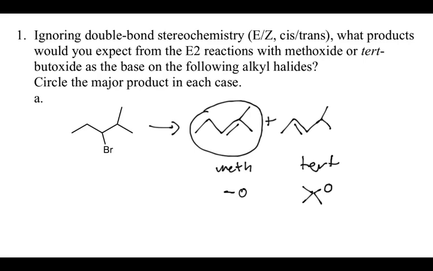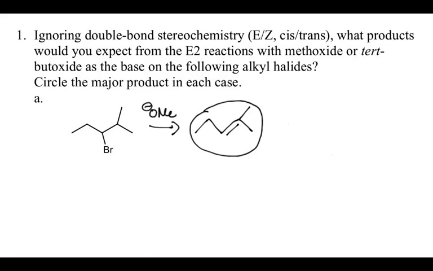I'm going to rewrite it a little bit so it's a little bit clearer. Essentially what I'm going to do is take off this one and write it as a separate. Okay? So we're going to say with methoxide, that's OMe minus. All right, that's methoxide. You're forming mostly this product. This is the Zaitsev product. Okay, the more substituted alkene.